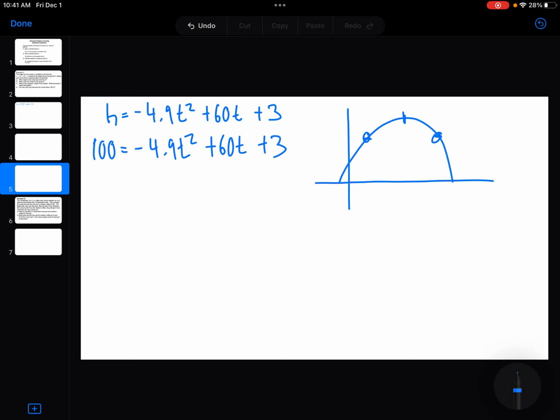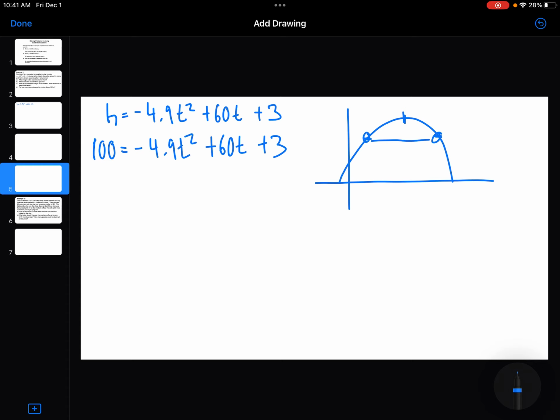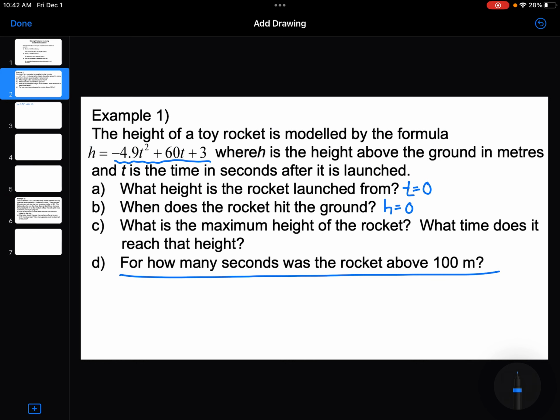And we need to find the difference in those two answers, because the question's asking for how many seconds it was above. If we solve for those two answers and then find the difference between them, we'll know that. This is the same as this question here, but we now just have a different time.